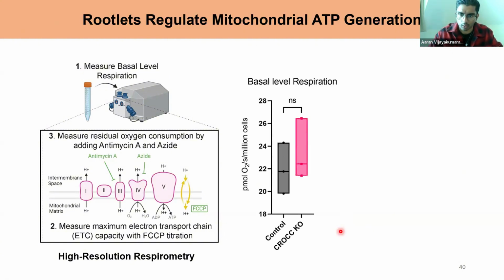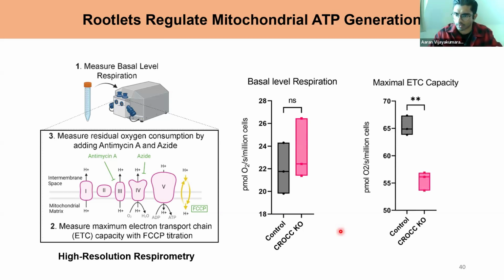Now, whilst the basal level respiration was similar between both conditions, the maximum electron transport chain capacity was significantly reduced in the CROCC knockout cells. And this indicates that there's an impaired capacity to support oxidative phosphorylation, which is the main pathway for ATP generation, when there's a lack of rootlets, thereby resulting in lower ATP generation and highlighting a novel role of rootlets in regulating mitochondrial ATP generation.